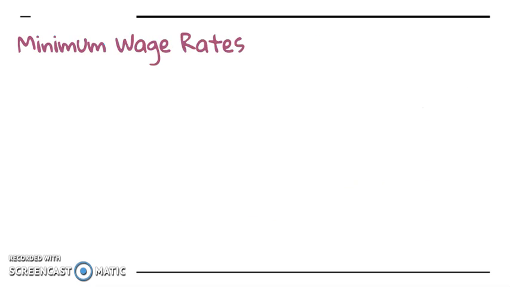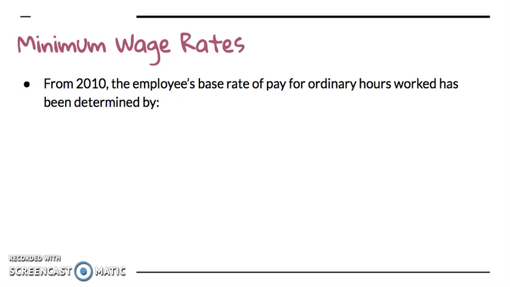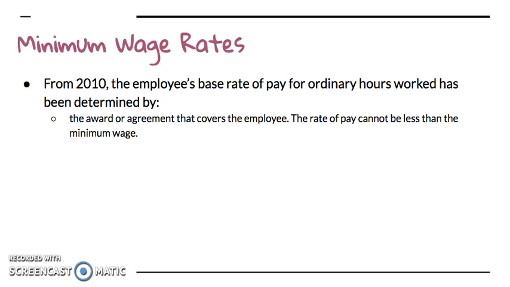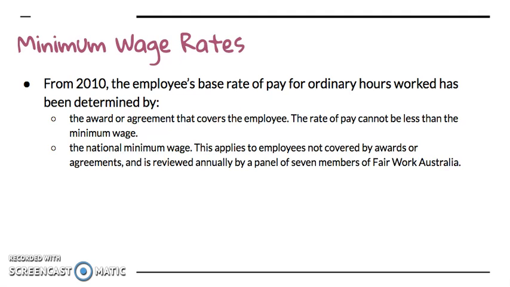Now, on minimum wage rates, from 2010, the employee's base rate of pay for ordinary hours worked has been determined by a few factors. The award or agreement that covers the employee, where the rate of pay cannot be less than the minimum wage, and the national minimum wage. So this applies to employees not covered by awards or agreements, and it's reviewed annually by a panel of 7 members of Fair Work Australia.